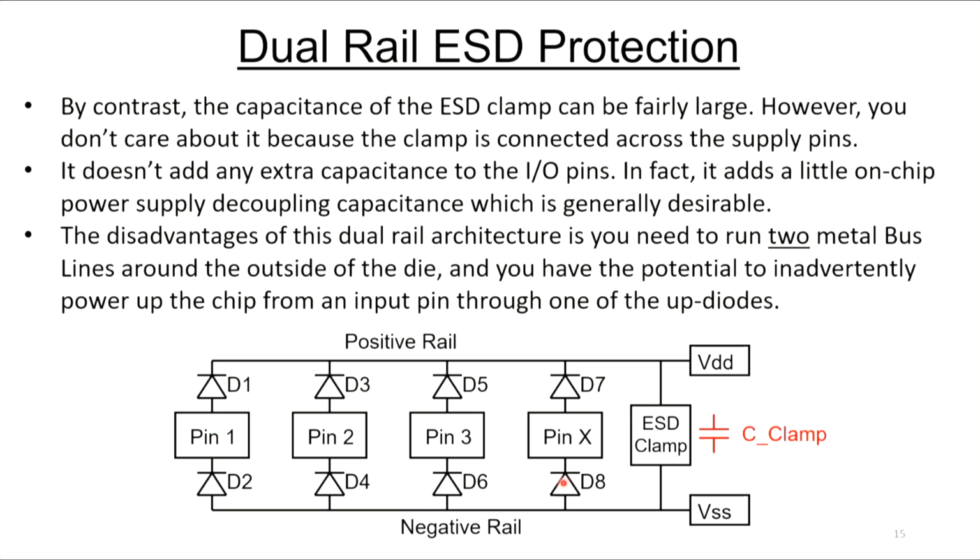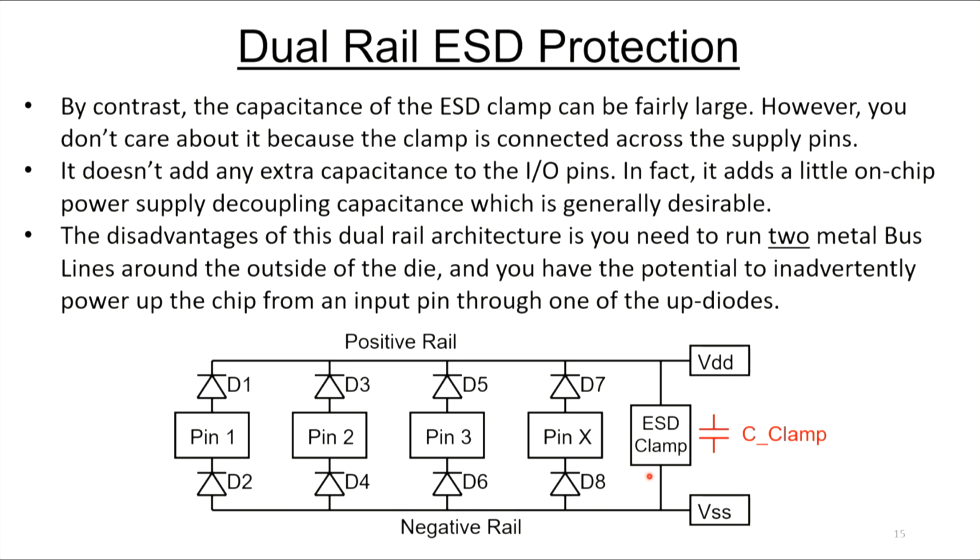By contrast, you look at this big ESD clamp over here. This clamp could be fairly large, and it might have a lot of capacitance. But in this case, you don't care as much. The capacitance is going across the power supply pins. In fact, it may add a little power supply decoupling capacitance, which is generally desirable.